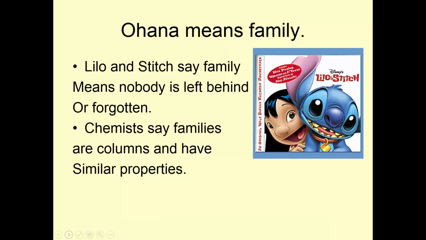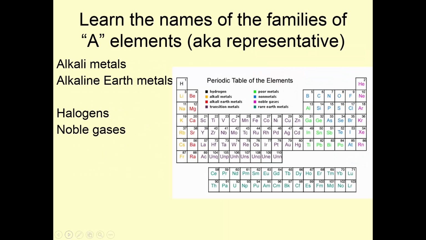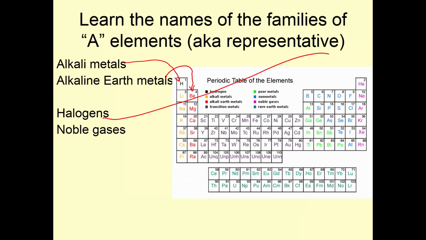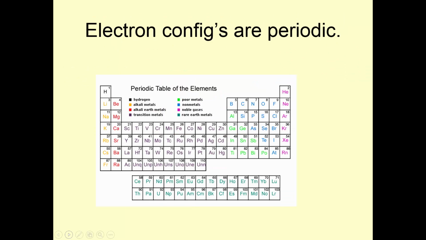Another region of the periodic table. Ohana means family. Lilo and Stitch say family means nobody is left behind or forgotten. Chemists say families are columns and have similar properties. They're in the names of the families of the A elements. Alkali metals. Alkaline earth metals. Halogens. Noble gases. And then these guys are called the boron group, the carbon group, the nitrogen group, and the oxygen group. But you need to know those other names. Those are the tricky ones.